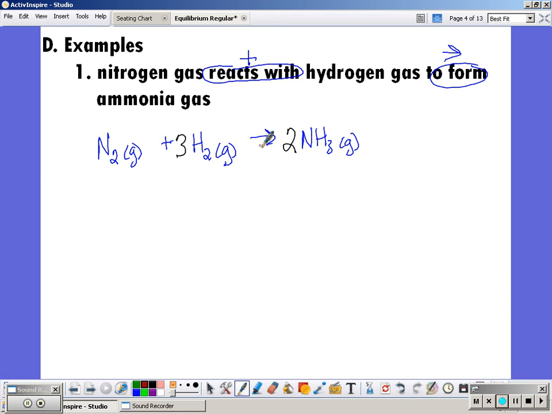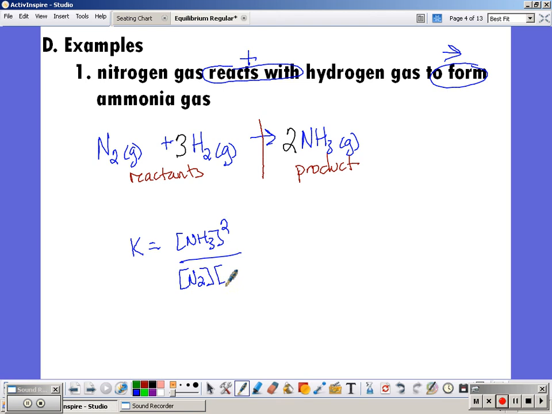If we divide the reaction in half, the stuff on the left is called reactants, and the stuff on the right is products. So when I write my equilibrium expression, K equals products raised to the coefficient divided by reactants raised to the coefficient. Notice that there's no plus sign. We're not adding when we do equilibrium expressions, we're multiplying.